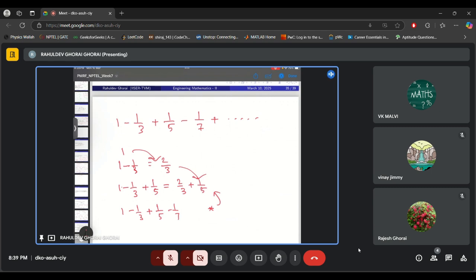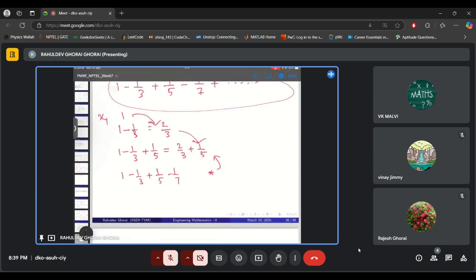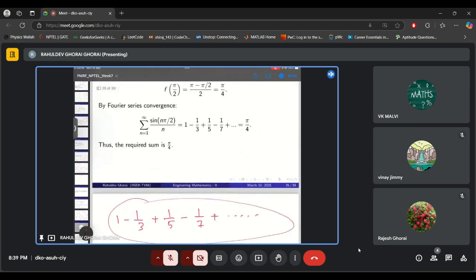Mainly when we talk about the convergence of this series, we talk about the sequence of partial sums, which is x1, x2, x3, x4, and it keeps on going. What is the value of the limit as n tends to infinity of xn? That is nothing but this series value. So it's not easy to find out this series value easily.